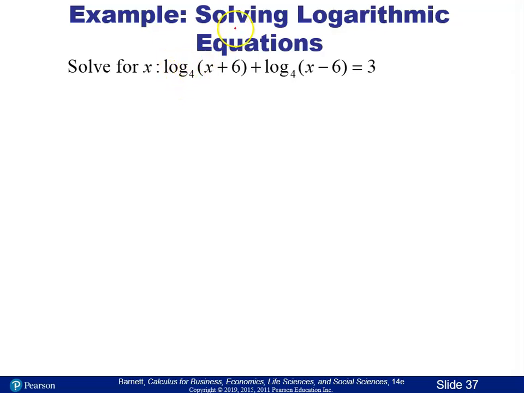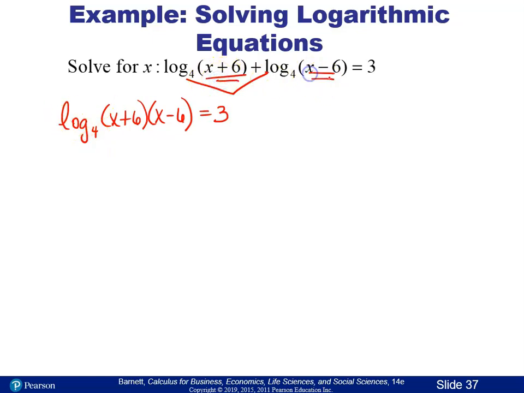Okay, here is an example of a logarithmic equation that you could solve using some of the properties that we've talked about so far. So we have two logarithms that are joined by addition. Sometimes it's helpful to be able to combine these two together. If I'm going to combine those two together, then I'm going to combine them as multiplication. So instead of having two logarithms, I now have one, but I have to multiply these two things together.